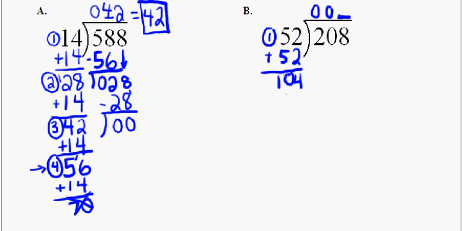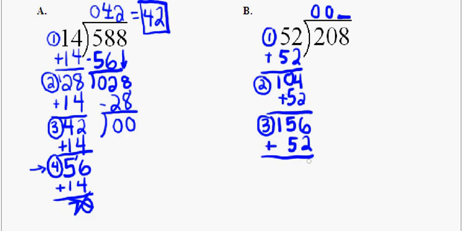Getting closer, but not close enough. Let's add another 52. That gives us 6, 5, 1. 156. Sorry, I forgot to label here that this is our second multiple. 104 is our second multiple. 156 is our third multiple. Add 52 more.